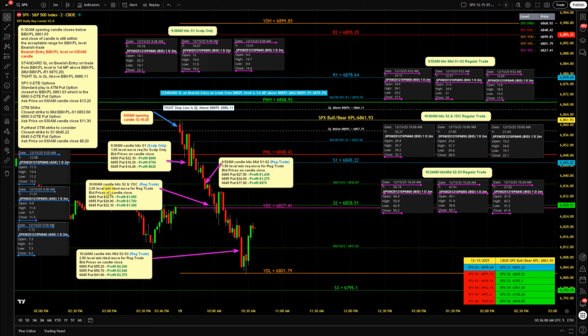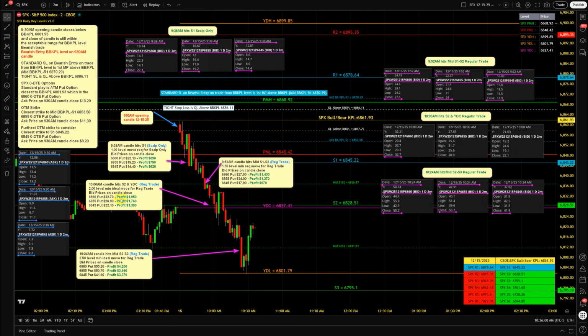Okay, so this 10 a.m. candle, that's where these are here. On this particular move, the 68.60 is now 32.70 on the bid on the candle close. The 68.55 is 28.90 a bid on the candle close. The 68.45 is $22.10 bid on the candle close.